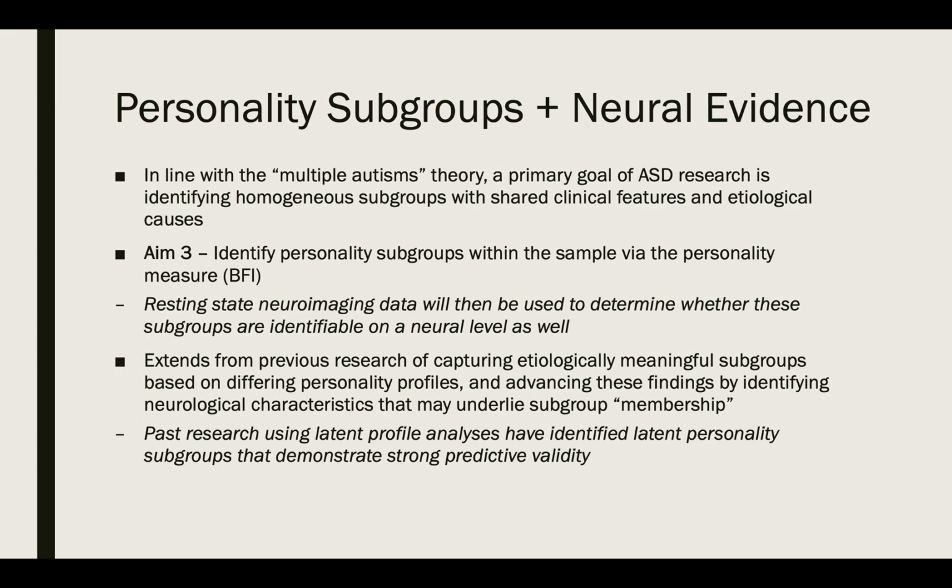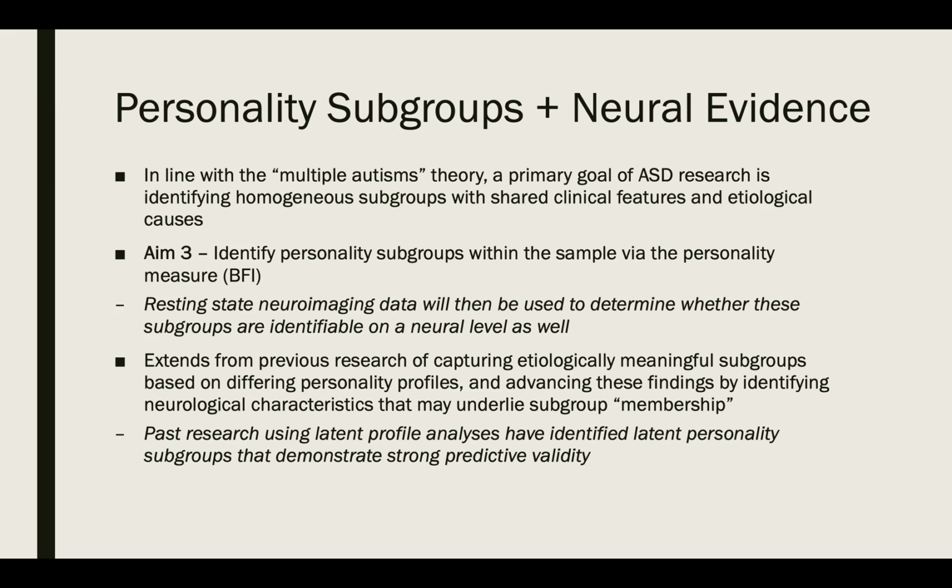Given the heterogeneity within ASD, it is a primary goal in ASD research to better understand the homogeneous subgroups that are represented under this broad clinical diagnosis. As an extension of my prior work in identifying personality subgroups in Dr. Wood's previous datasets, a second aim of this proposed study would be to identify personality subgroups within this sample. Advancing from my previous findings, the proposed study will then also use the resting state neuroimaging data to see if these personality subgroups are identified on a neural level as well.